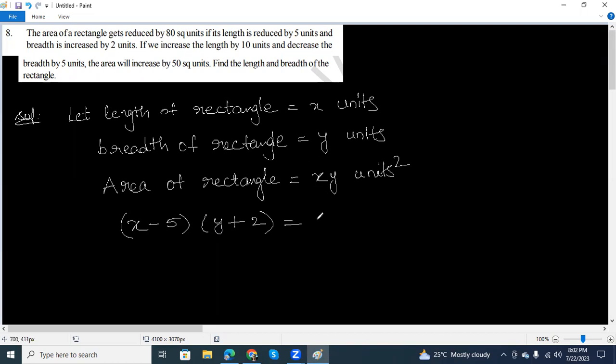Area of the original rectangle is xy. So it got reduced by 80 square units. I repeat, first length reduced by 5 units, so length is x minus 5. And breadth got increased by 2 units, so breadth is y plus 2. That is equal to the original area xy, reduced by 80 square units, so xy minus 80. See, length into breadth is equal to area, isn't it? So these both are areas only.